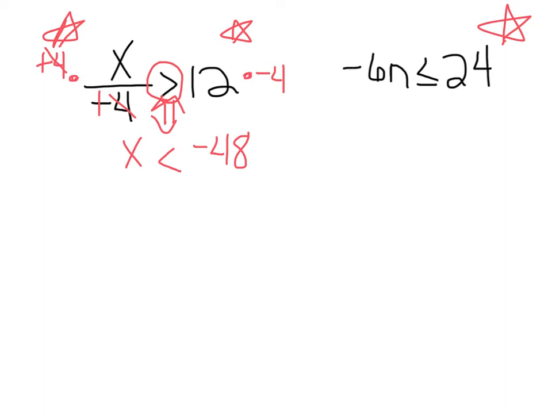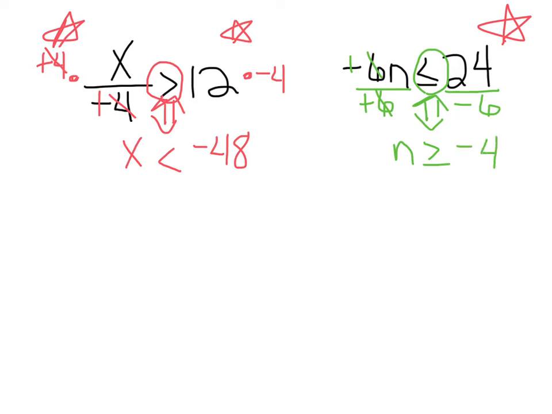Negative 6n is less than or equal to 24. So n is being multiplied by negative 6, so we will divide by negative 6. So we will divide the right side by negative 6. Again, we divided by a negative, therefore this symbol must immediately change directions. Okay, that's really important. When you multiply or divide by a negative, your symbol must change. So now we have a negative divided by a negative is a positive. Your 6 divided by 6 is 1. N is greater than or equal to negative 4.